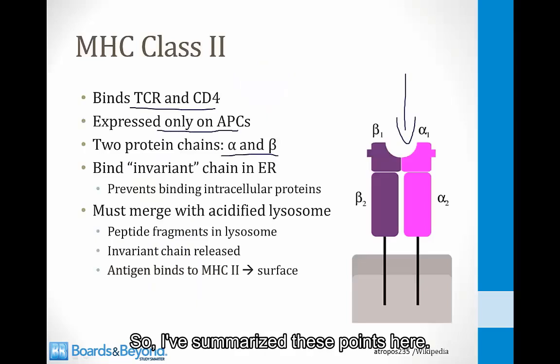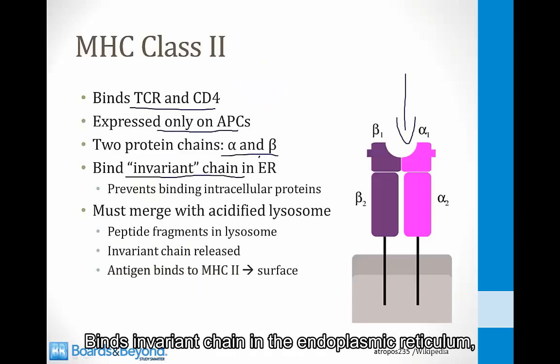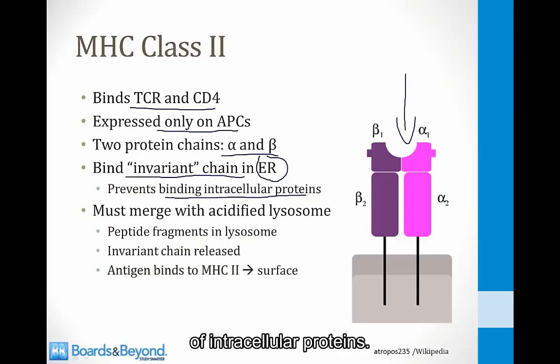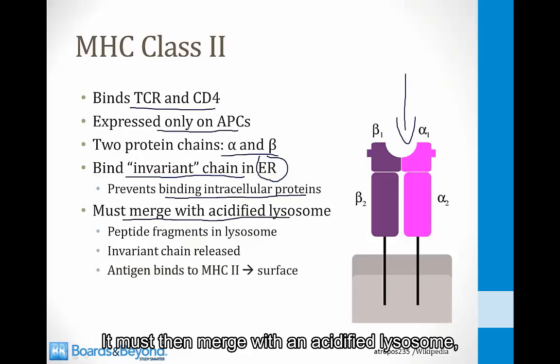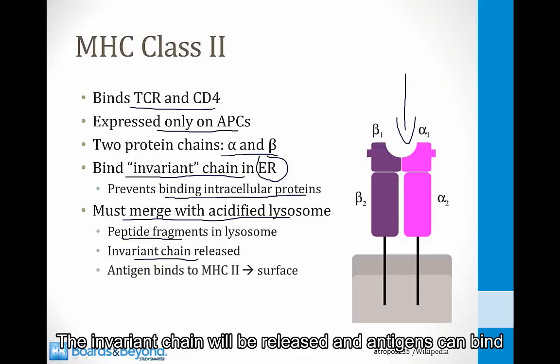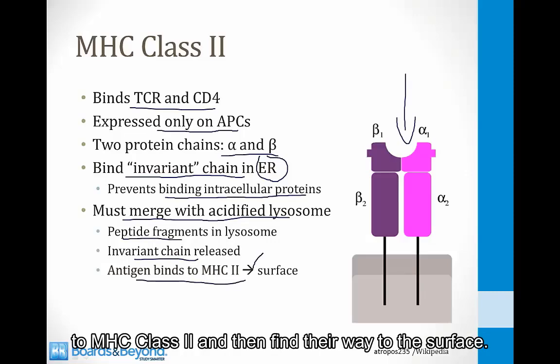So I've summarized these points here. It binds invariant chain in the endoplasmic reticulum inside the cytosol, and this prevents binding of intracellular proteins. It must then merge with an acidified lysosome where there are peptide fragments. The invariant chain will be released, and antigens can bind to MHC class II and then find their way to the surface.